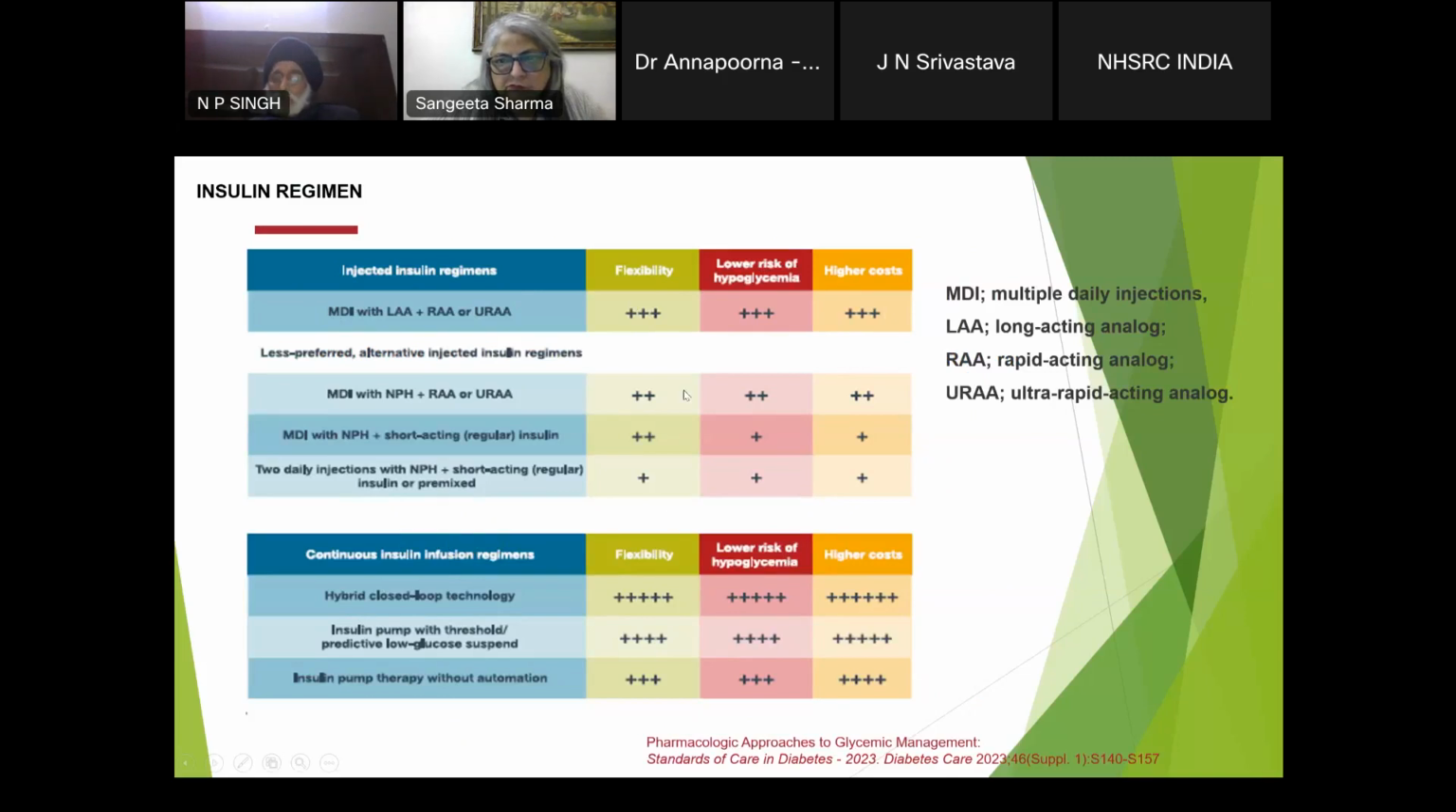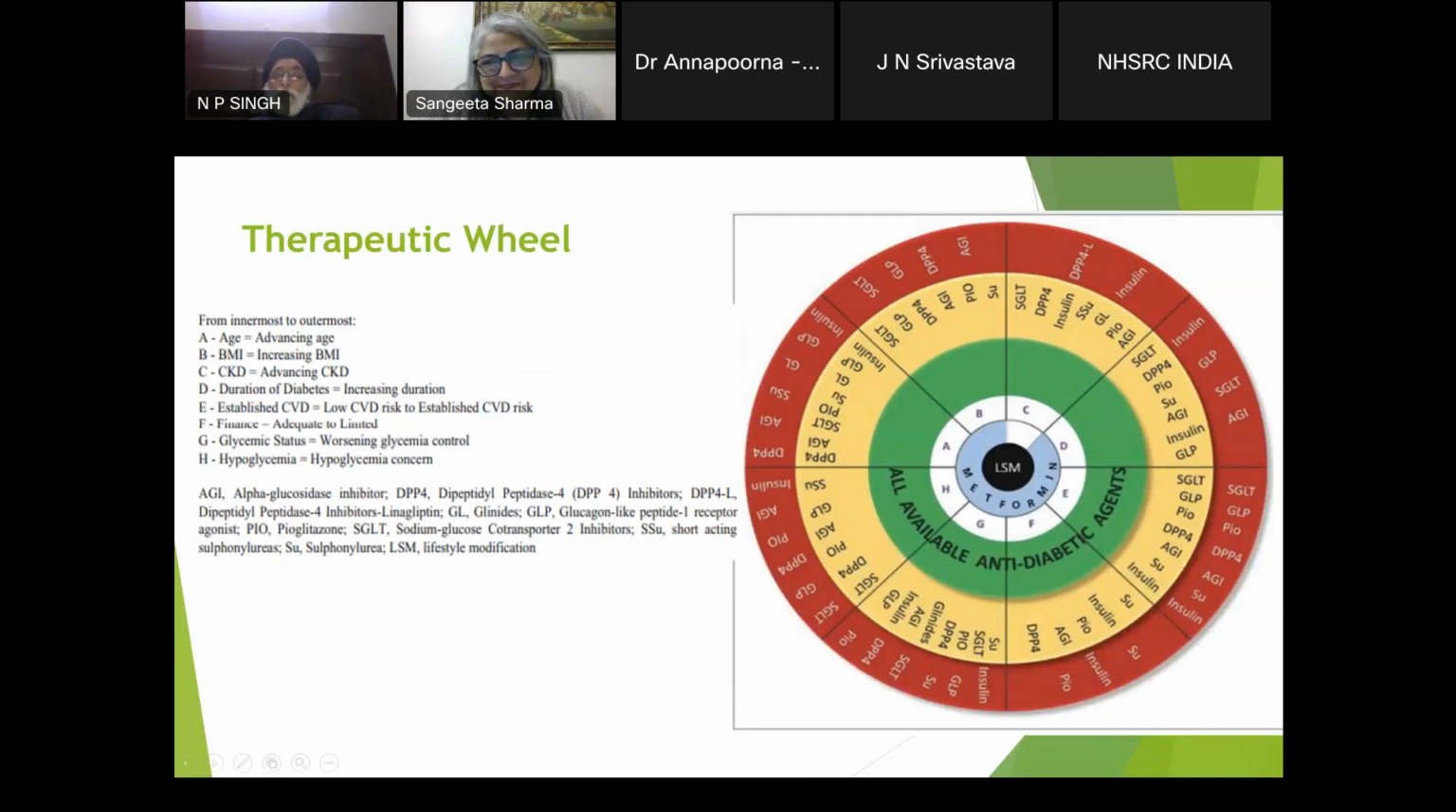They have their own positives and negatives, but I'm not going to spend more time on this because it is not still a part of standard of care. I'm very sure Sangeeta has also not included them in her standard treatment guidelines. More important is the therapeutic reach. This has been discovered and recommended by RSSDI. This talks about patient-centric approach. Now, this is very important.